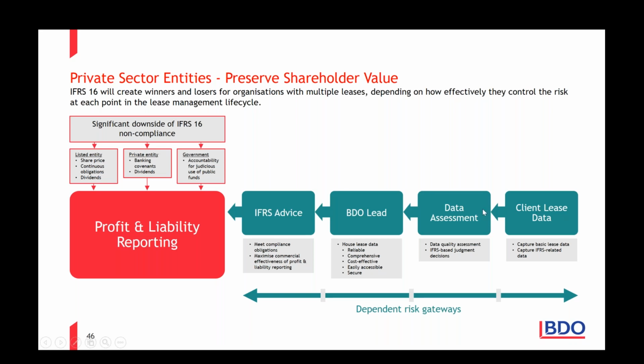And then if you look at all these green blocks, you go right to the right. It starts with, do you have the lease data? So we have to capture the basic lease data, which is a lot more comprehensive than the data you've currently captured to apply AASB 117. And then we have to do an assessment of that data. So the quality of the data, will you be extending options or not? Will you be using termination options or not? A lot of judgments will have to be made.